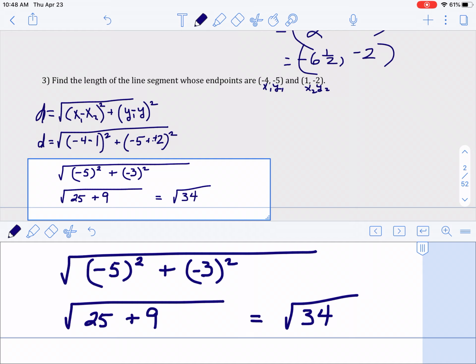And you don't have to do anything. You don't have to simplify it. If it's a perfect square, I might simplify it. But don't simplify it because we're going to be using these values to compare our lines, the same length or different length. So our radical 34, we're just going to leave.